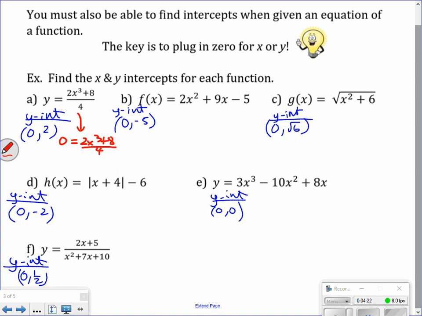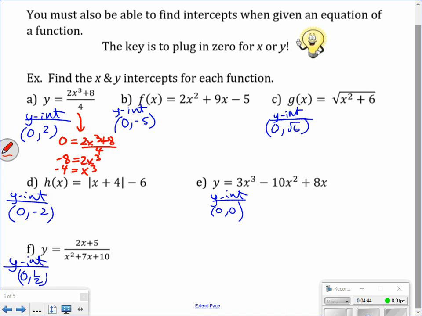I would just solve this equation. So if I multiply by 4, it's still 0. Then I subtract 8. So I have 2x to the third equals negative 8. I'm going to go ahead and divide by 2. So I have x to the third equals negative 4. And so remember, it's okay for a cube root to be negative, or for a cube to be negative.